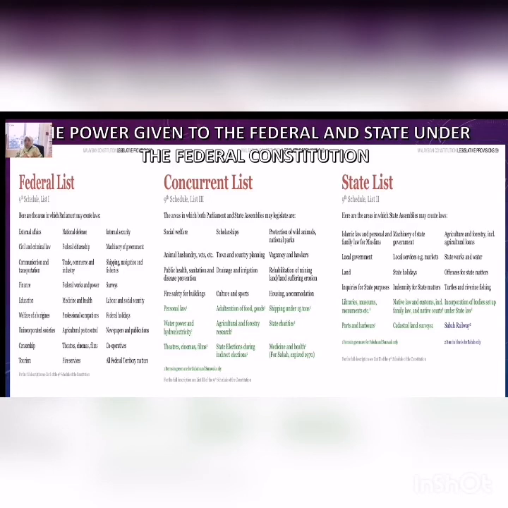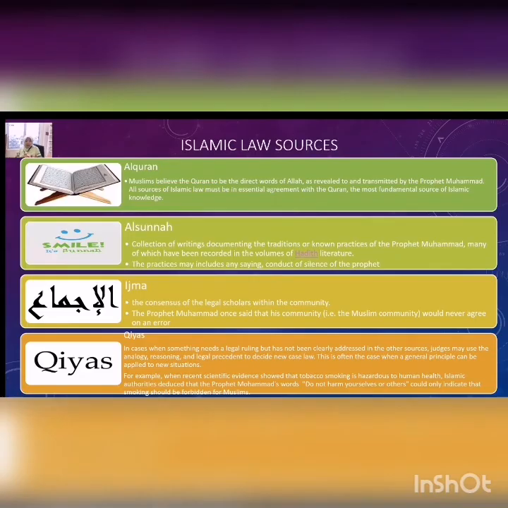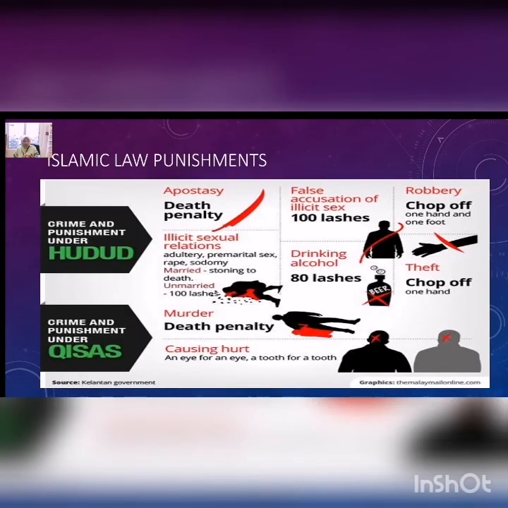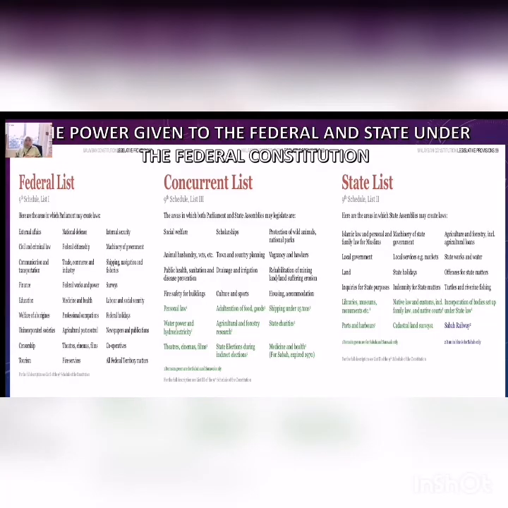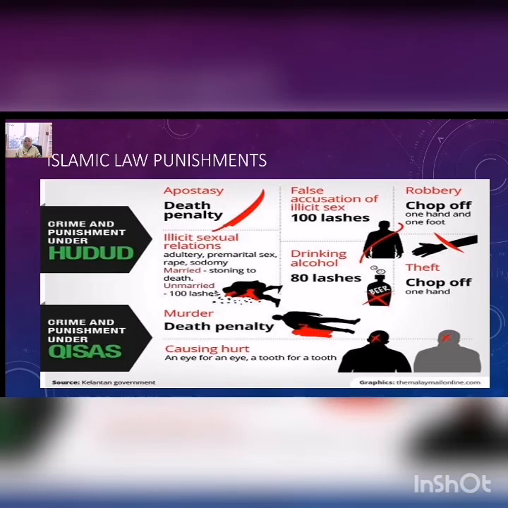Because Islamic criminal law, hudud, has these sources: Quran, Sunnah, Ijma, Qiyas. The Islamic law punishment in hudud for zina, for theft, for drinking alcohol is not allowed because it doesn't conform with the federal law. In the offense of robbery, provided under the Penal Code. The offense of theft is also provided under the Penal Code. Murder also under the Penal Code. Causing hurt also.